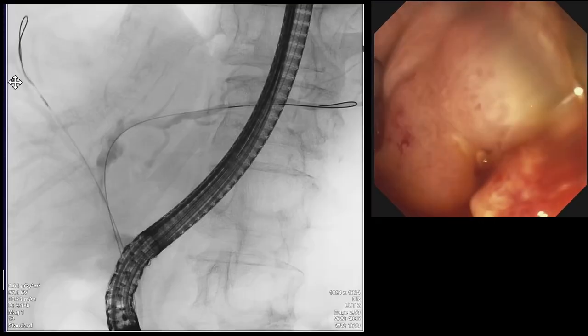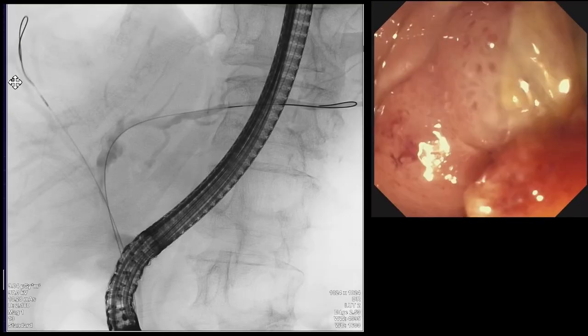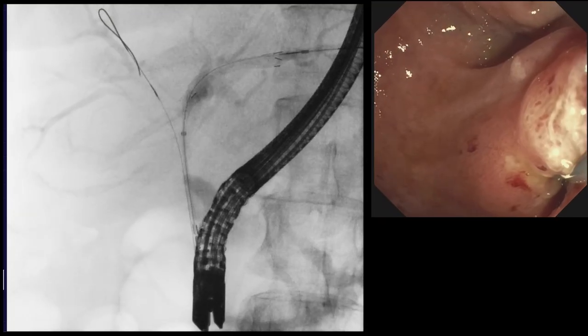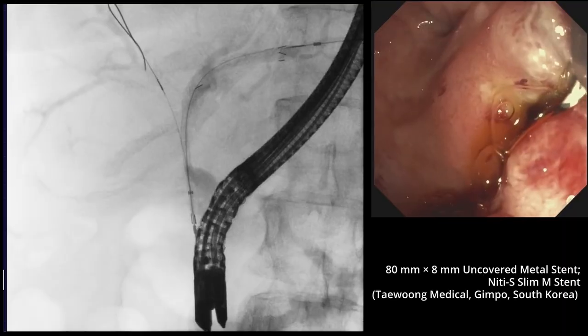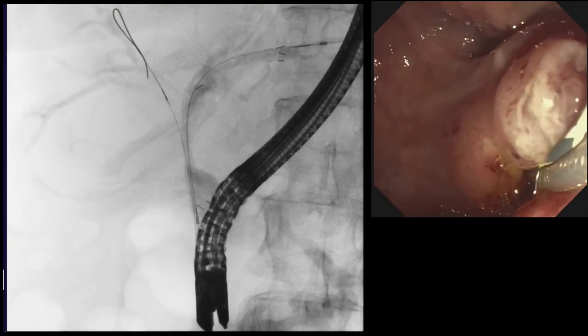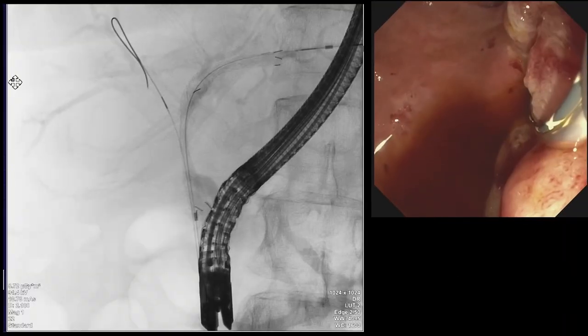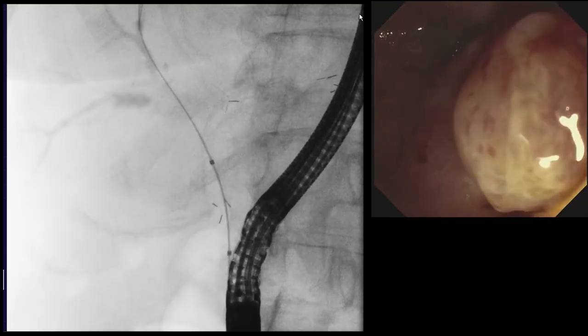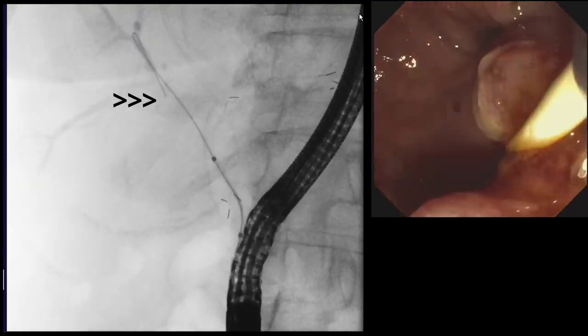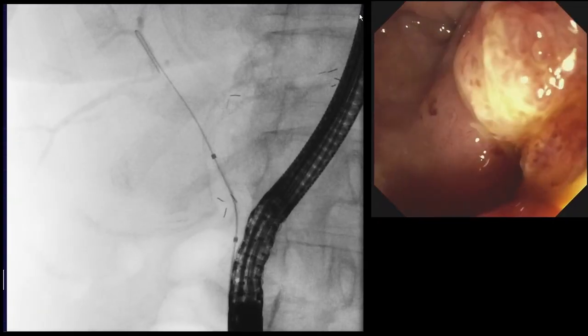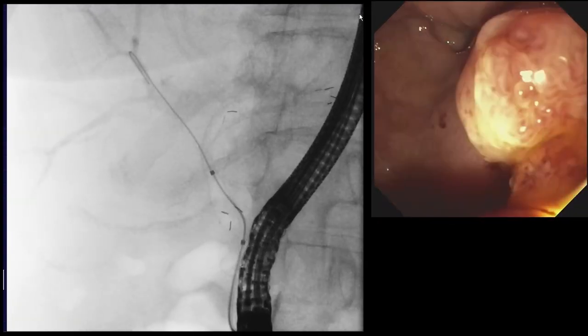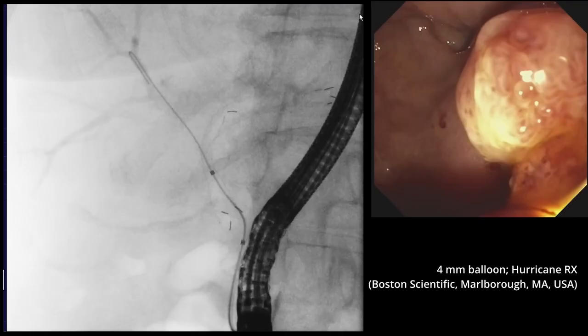After left hepatic and right anterior sector wire access was achieved, the first of two planned 80 by 8 mm uncovered metal stents was deployed into segment 2 in a suprapapillary position. After repositioning a wire through the mesh of the first stent and the stricture into the right anterior sector, attempts to access the right system even with a well-lubricated 4 mm balloon catheter were unsuccessful.